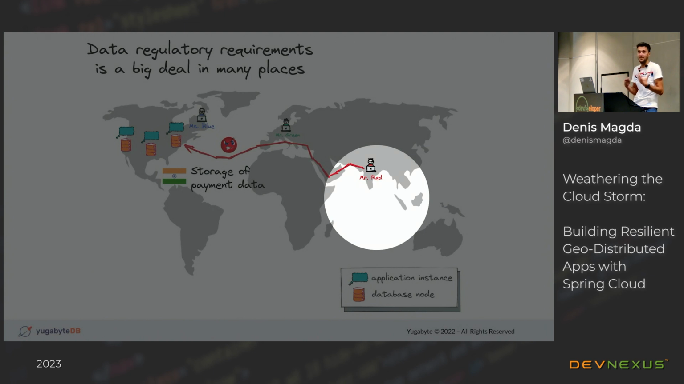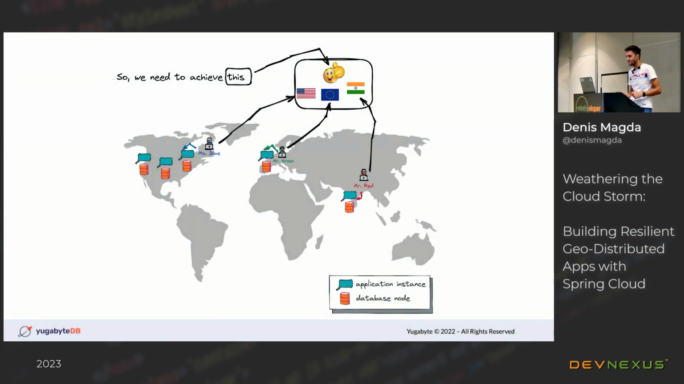Another example, because many talk about GDPR, but that's just one of the most well-known examples of data regulatory requirements. All right, and we basically also need to figure out how to deploy everything properly if you ever decide to scale beyond the United States to different markets.